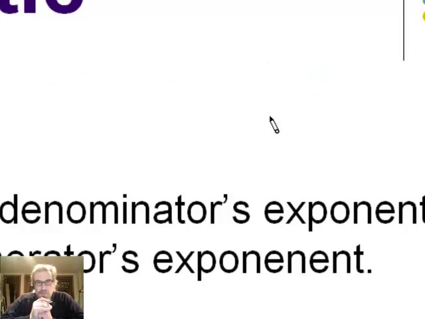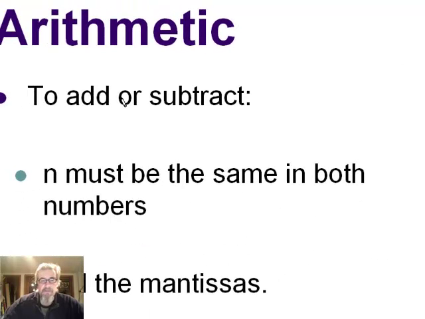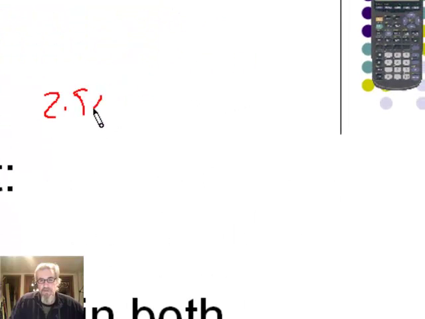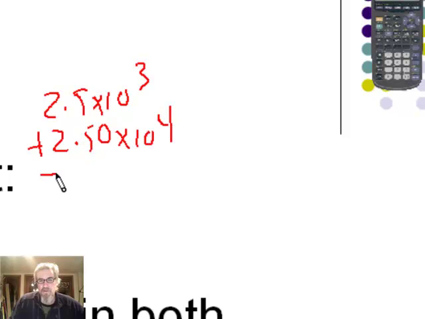The other thing you can do is just learn how to use your graphing calculator. It's actually fairly easy to do problems like this and get them right all the time. Let's go back and do these last three problems using our graphing calculators. Adding or subtracting. We did this problem, 2.5 times 10 to the third plus 2.50 times 10 to the fourth. I don't have to convert exponents or anything if I use my graphing calculator.